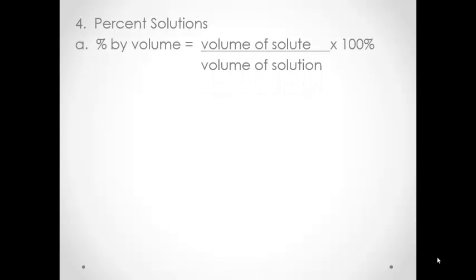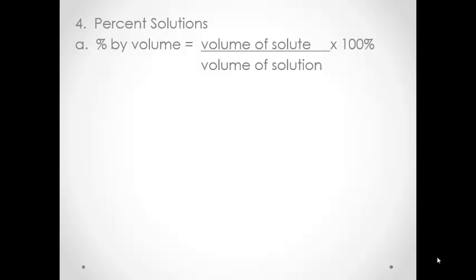Sometimes when you're making a solution or buying a certain solution at the store, you're going to notice that they are in certain percents. It gives you a percent of solution. We need to understand what that means so that you know what you're buying. There are two different ways that these percents can come in.